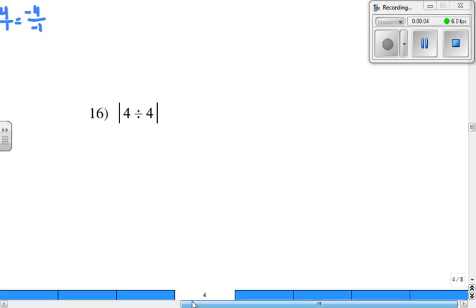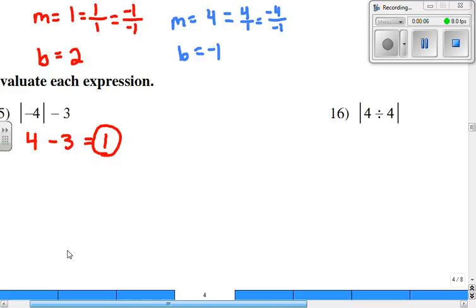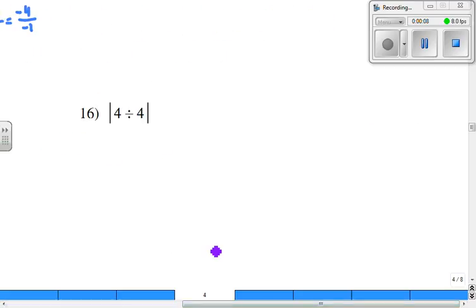Problem 16 asks us to evaluate each expression. We can clearly see that we have an absolute value here. So let's see what we have. We have 4 divided by 4. Well, 4 divided by 4 is 1. What is the absolute value of 1? The absolute value of 1 is just 1. 1 is already positive. So when we evaluated, we got 1.